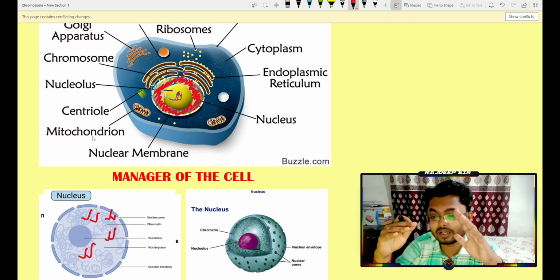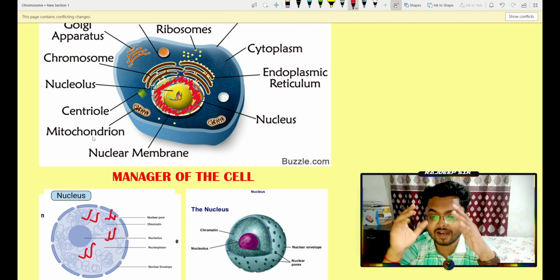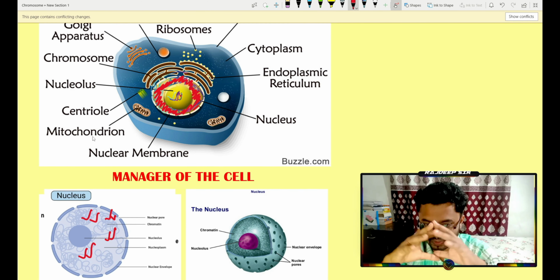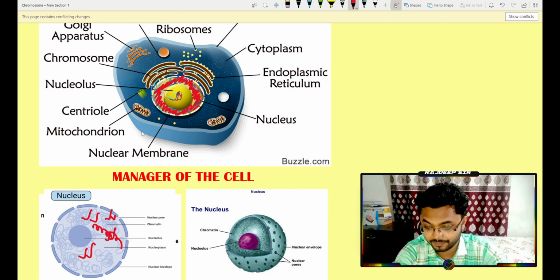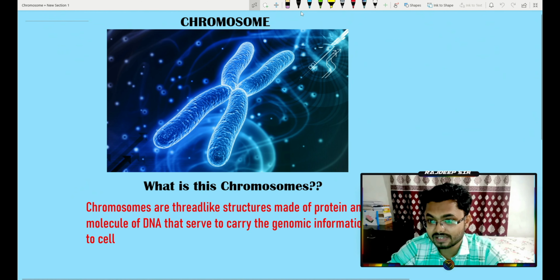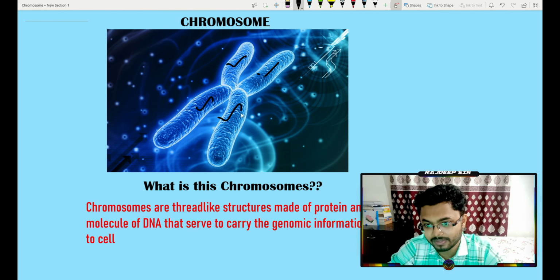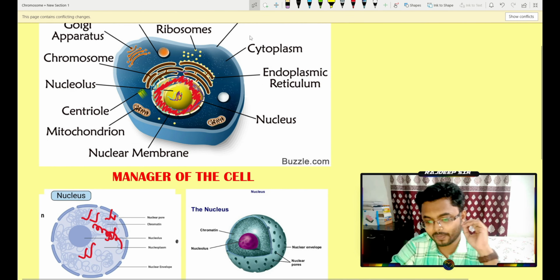See, during cell division, we know that a cell divides from one form to another. So during that division, this chromatin, these coil-like structures, get arranged and form four-armed structures. These four-armed structures are normally formed, and they form this chromosome. I hope you understand.